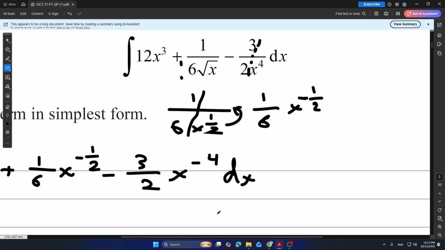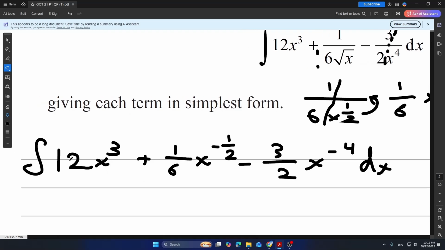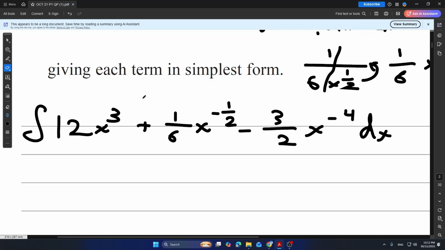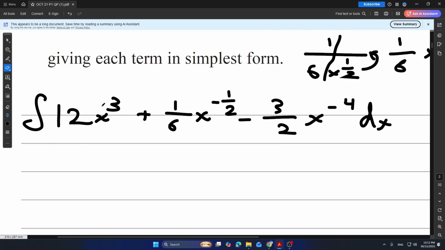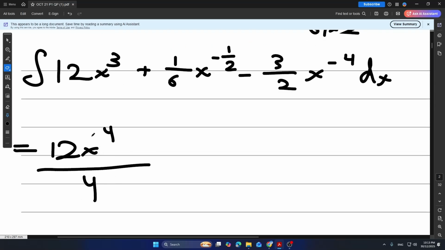We have to make sure the equation is in its simplest form, then we can integrate. So once we have the equation in its simplest form, then we can start to integrate. We will integrate each part separately. Now let's focus on this part, 12x cubed. So we want to integrate 12x cubed. We need to add 1 to the power. So 12x power 4 over 4. Add 1 to the power and write whatever you get here, you will write it here.